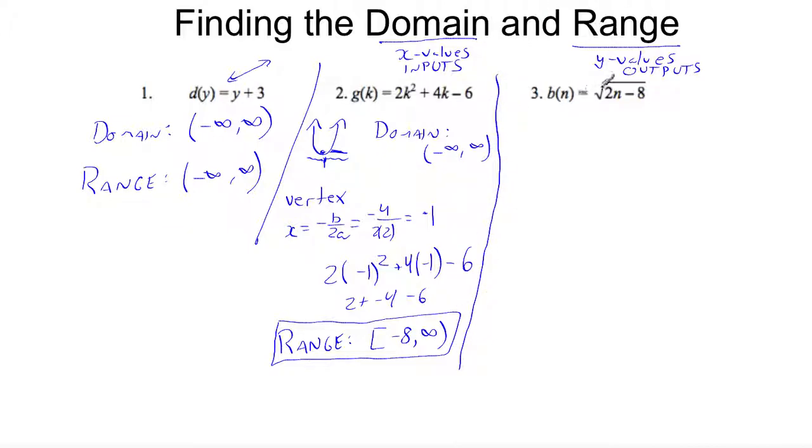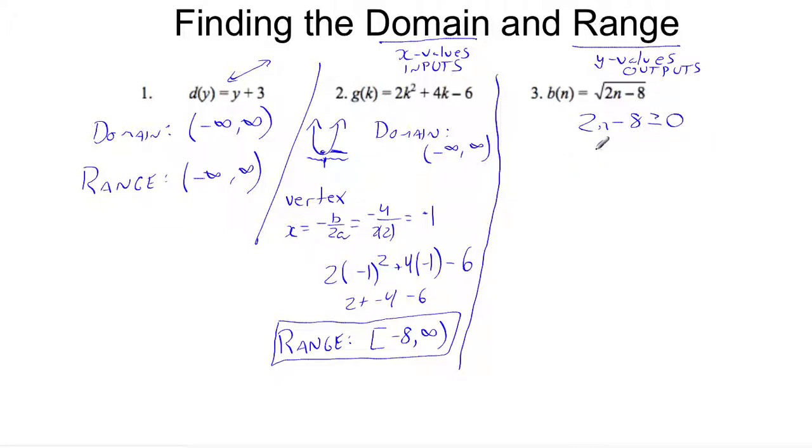And finally, this is a square root. So, what can you plug in here for n? You can't plug in anything that would make this square root a negative because you can't take the square root of a negative. So this 2n minus 8 must be greater than or equal to 0.